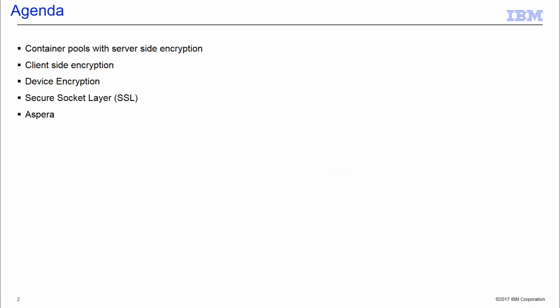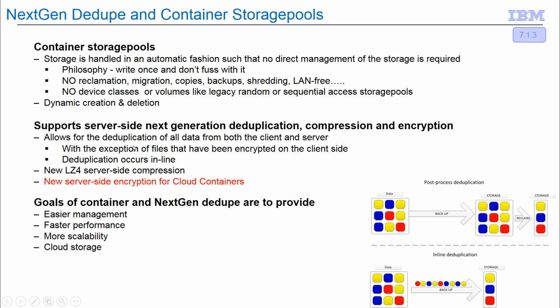I'll be going over the different areas where encryption is possible with Spectrum Protect, and this includes the Spectrum Protect server, the Spectrum Protect client, with the devices, in the transportation SSL layer, and with Aspera. So we'll start off on the Spectrum Protect server.